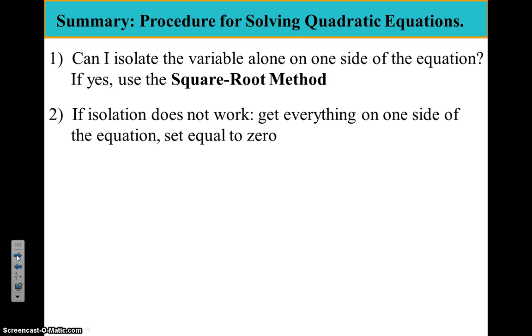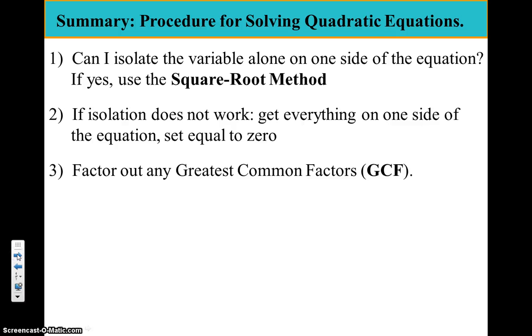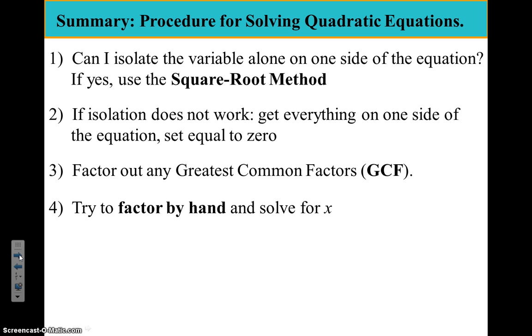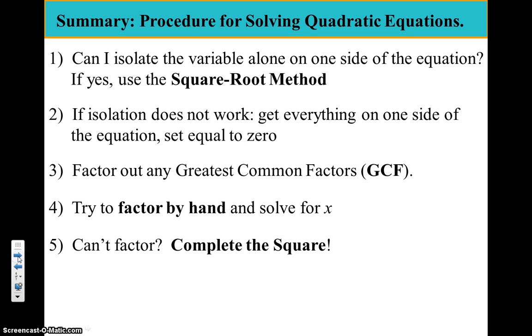If the isolation doesn't work, then you want to get everything on one side of the equation and set it equal to 0. By doing so, you're going to be able to factor, either by taking out a greatest common factor or using one of our other methods. And if factoring doesn't work either, if the problem can't be factored, and some quadratics cannot, then that's where we want to complete the square. You could also use the quadratic formula, but for right now we are going to focus on that idea of completing the square.